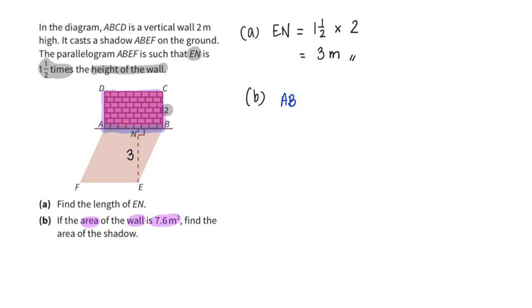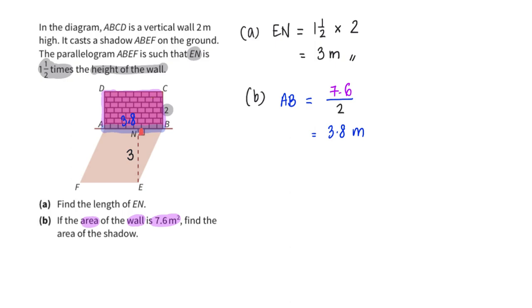So AB is simply equals to the area divided by the height. This will give me a value of 3.8 meters. So now I have 3.8, which is perpendicular to EN.